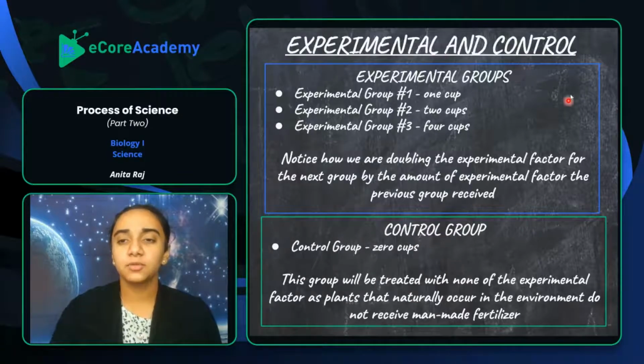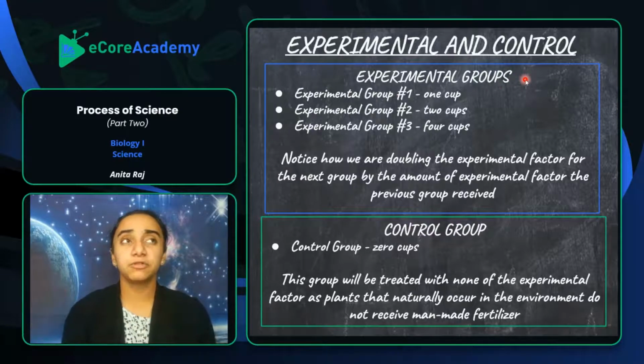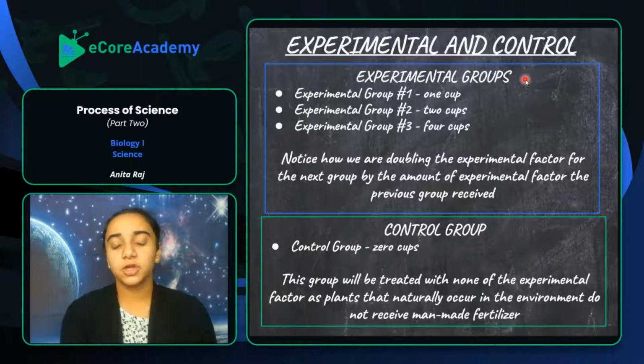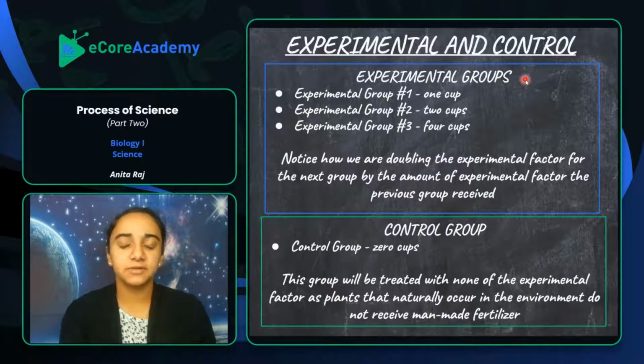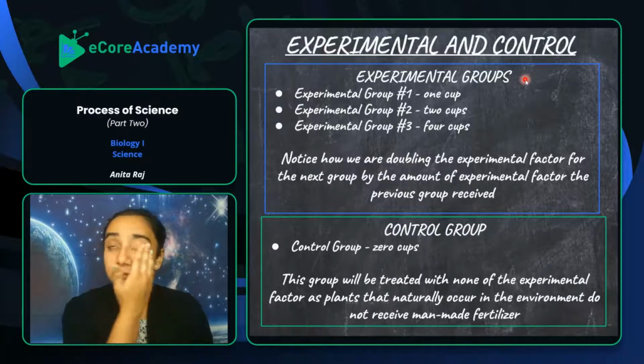Then we're going to have experimental groups. So you're definitely going to have more than one experimental group. You might have 2 or 3 or so on. Experimental groups, you can honestly have as many as your experiment calls for. In this case, I decided to do 3 experimental groups because I feel like 2 experimental groups is a bit too simple for all of you, so we amped it up to 3.